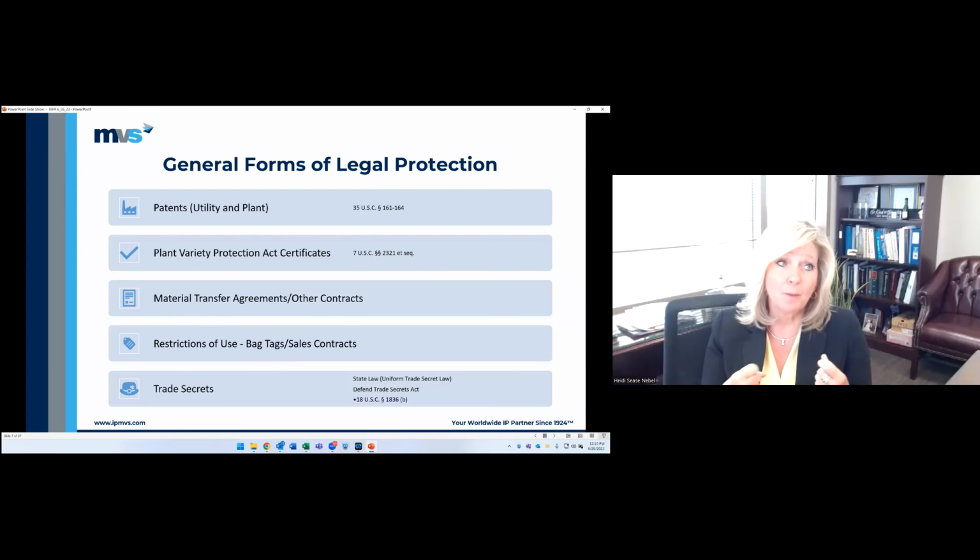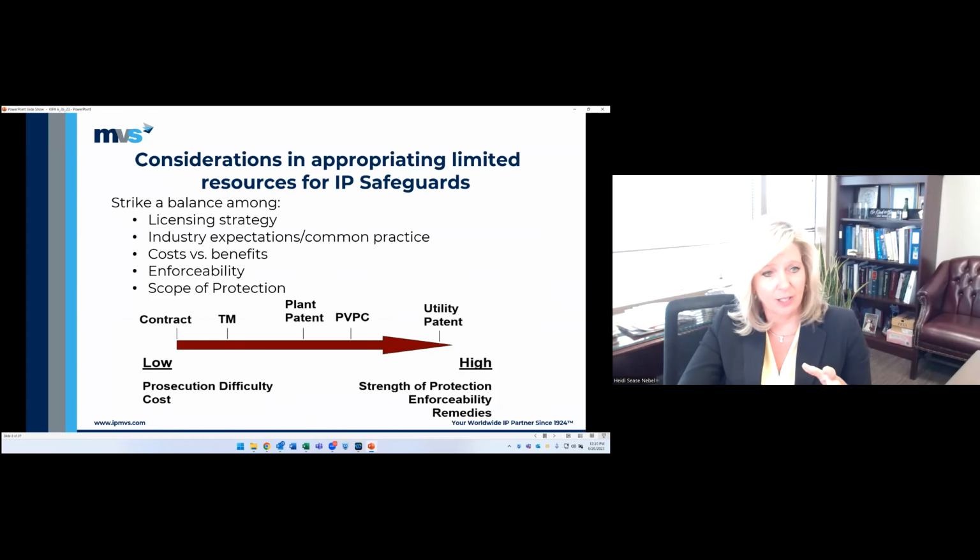Changes some of the protections that are available. As I look, I present this graphic generally because it shows the value of a utility patent. A utility patent is sort of the gold standard for protection of intellectual property of any kind. And it is available for plant varieties, for traits, and for many things that are related to plant inventions.